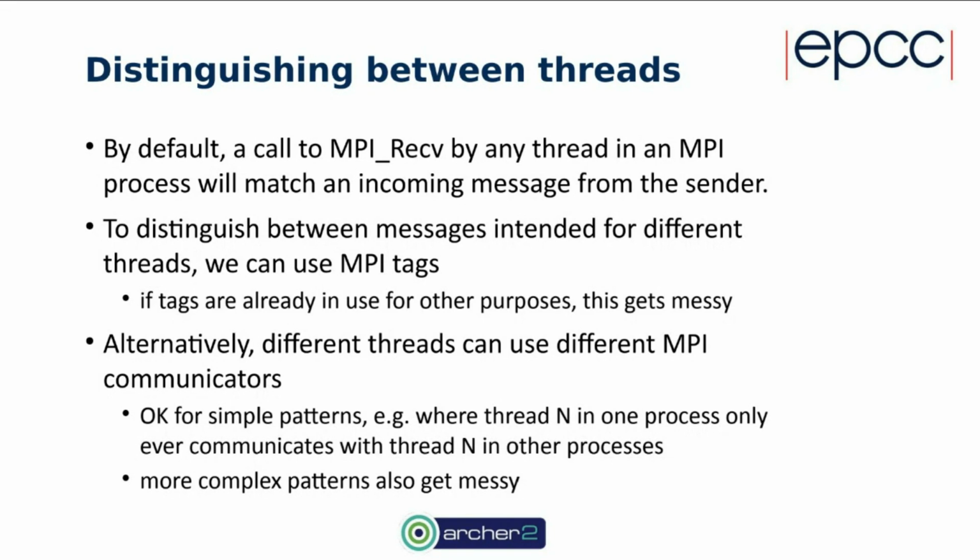The alternative is for different threads to use different MPI communicators. That's okay for simple patterns. So for example, if thread n in one process only ever communicates with thread n in another process, then we can have a different MPI communicator for all the thread n's. But then even more complicated patterns get messy quite quickly. So even simple halo exchange patterns get really quite difficult to handle with multiple communicators.